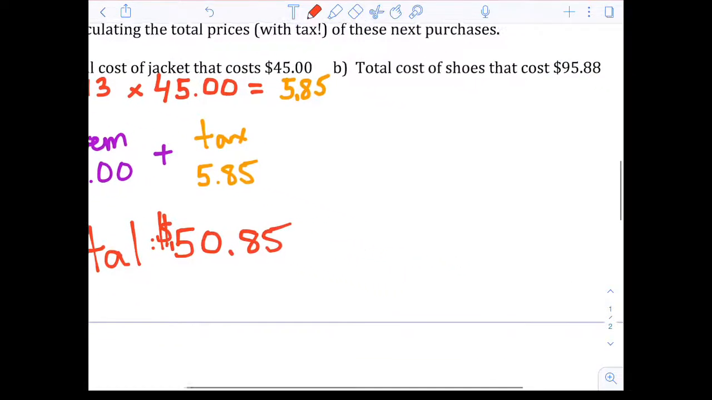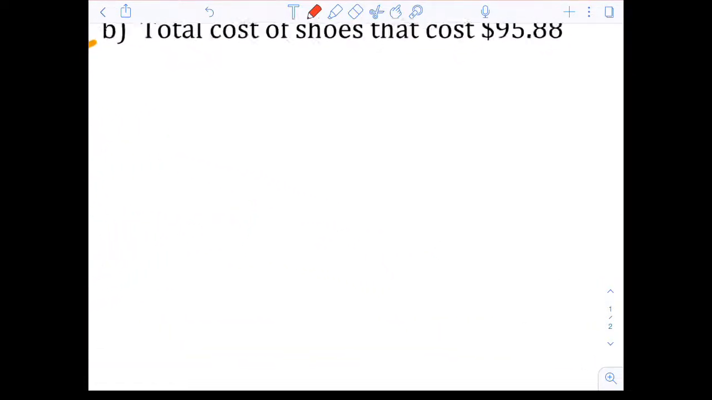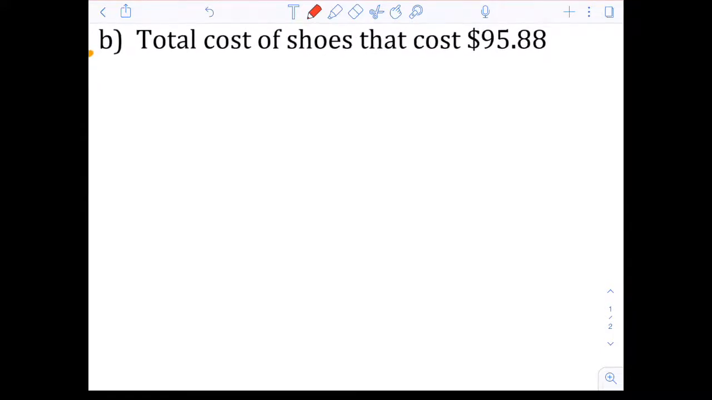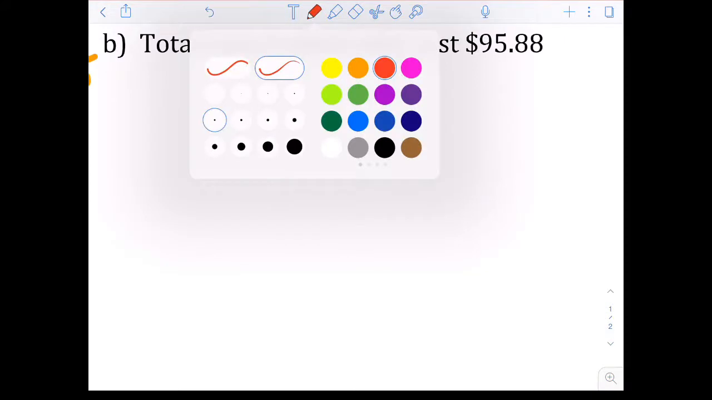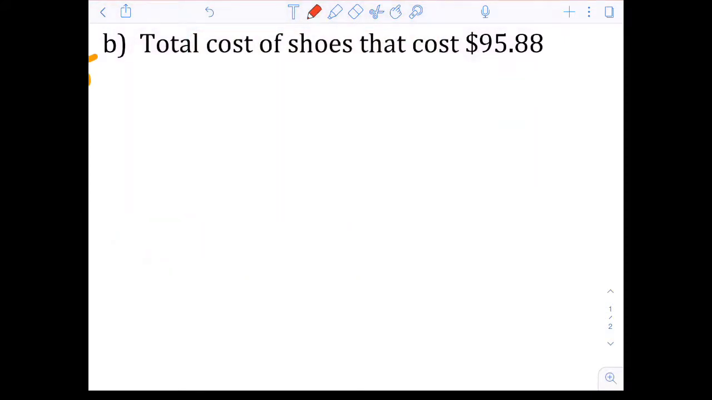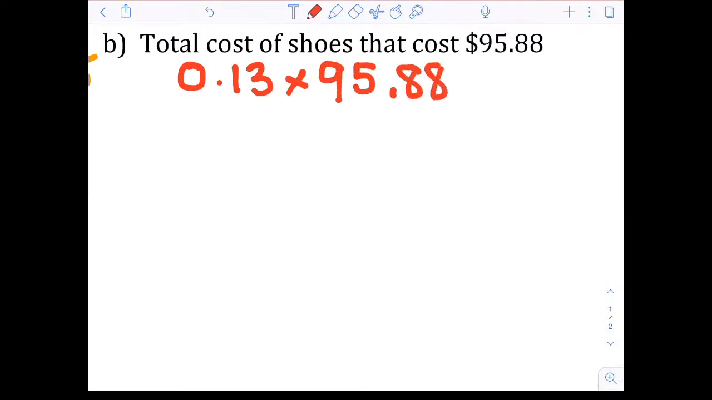And the last one, as I said, you can pause it if you want to try. Now we're looking at shoes that cost $95.88. You know that if you go to the store with a $100 bill, you probably don't have enough for this one, because we have to add tax on top. So let's calculate the tax. 0.13 multiplied by 95.88. When I put that into my calculator, it's going to give me our tax.